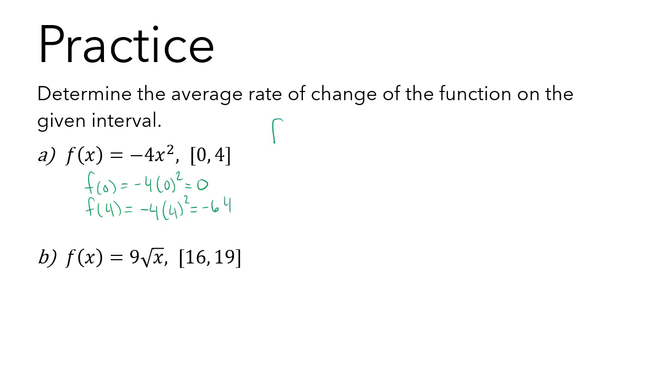Putting it together, we get f of 4 minus f of 0 divided by 4 minus 0. That's going to equal negative 64 minus 0 over 4 minus 0. When we calculate that, we get negative 16. So that is our average rate of change. Let's try the next one.